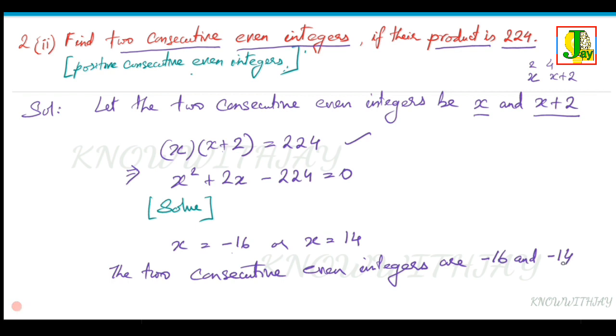If I add 2 to minus 16, I get minus 14. Or I have the second option also, 14 and 16. Okay, so we have two sets of answers here. If I take minus 16 and minus 14, if we multiply, we get 224, and if we multiply 14 and 16, we get 224. So both these sets satisfy the given expression. So both are your answers for the given condition.